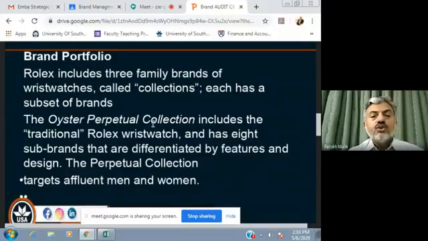So they have produced a whole range of watches under the Oyster Perpetual collections, and they can be Oyster Datejust and other Oyster Perpetual watches, but they are focused on affluent men and women. Who is going to be the user of these products? Affluent men and women. So they are fairly high priced watches.